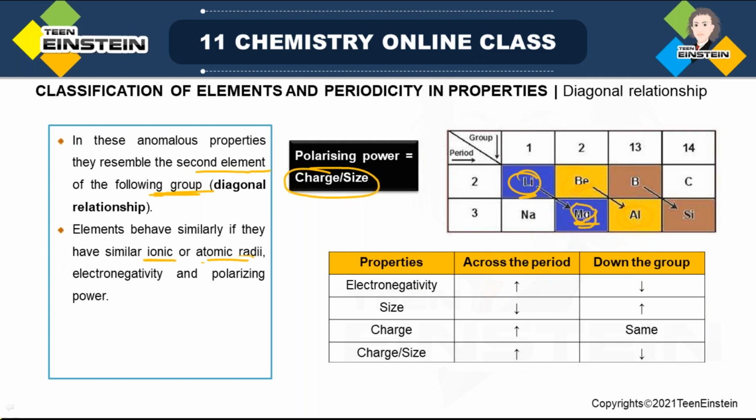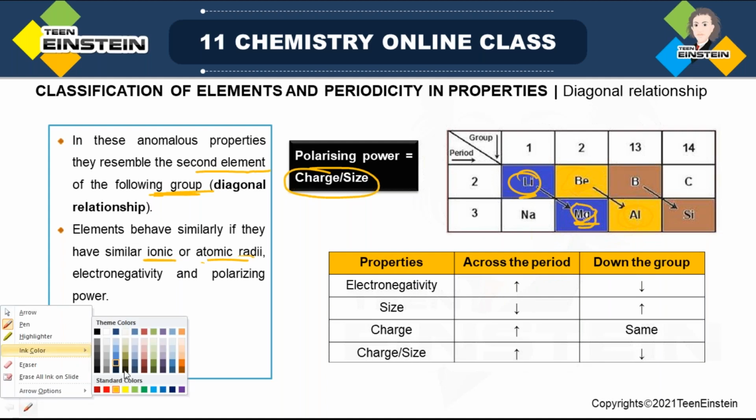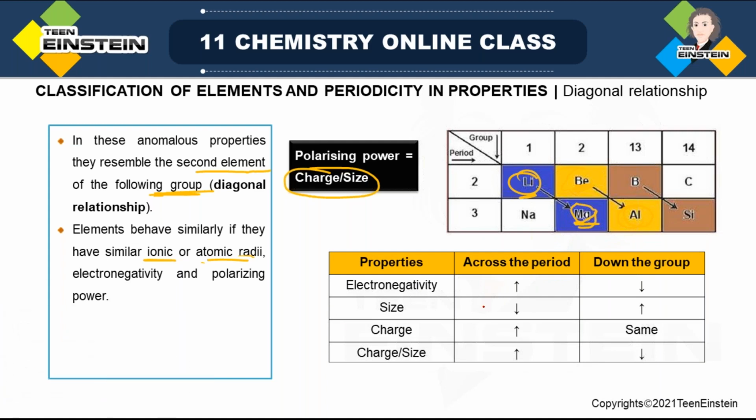Now if you look at this table, you can find some trends. Electronegativity increases across the period and decreases down the group. When you consider size, we know it decreases across the period but increases down the group. Charge increases across the period. What does this mean by charge? Suppose you have lithium, it can form a maximum of +1. Then beryllium can form +2. Boron can form a maximum of +3. In this way, charge will increase as you move from left to right.